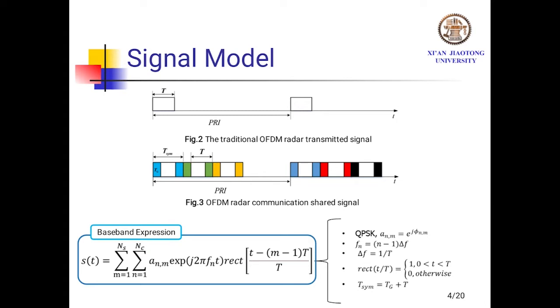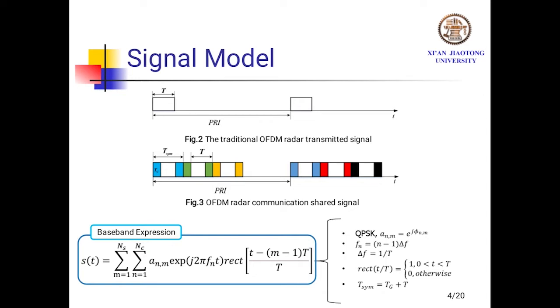Next is about signal model. Figure 2 shows the traditional OFDM radar transmitted signal. We can find it only sends one OFDM symbol in each pulse repetition interval, and it usually doesn't consider the communication information, so it doesn't contain the cyclic prefix. If you use this signal as a radar communication shared signal, it has low communication rate, and the synchronization is also difficult. So we take the OFDM radar communication shared signal as shown in Figure 3.